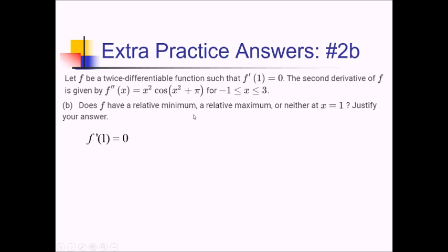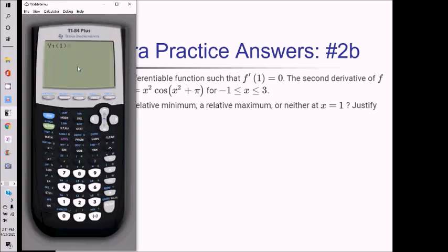I'm going to just plug the x value 1 into the second derivative, which I already have right here, and we'll just see if this comes out positive or negative. So let me do f double prime of 1 and see what that comes out to. Now, since I've already stored f double prime as y1 on my calculator, I can just do alpha trace and put that 1 inside of parentheses and press enter. So that's going to be about negative 0.540.